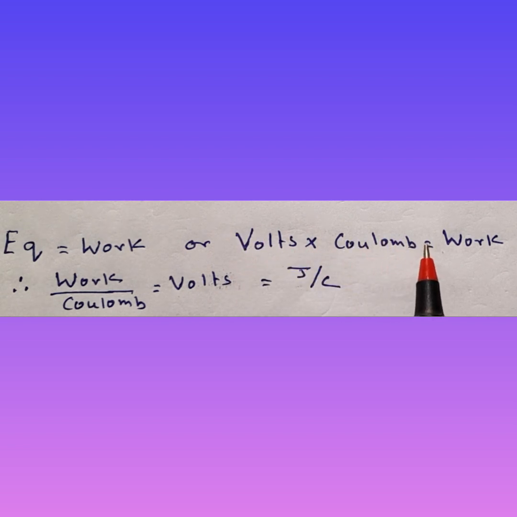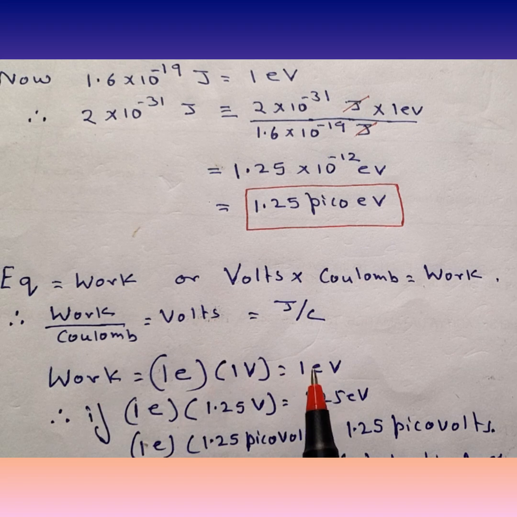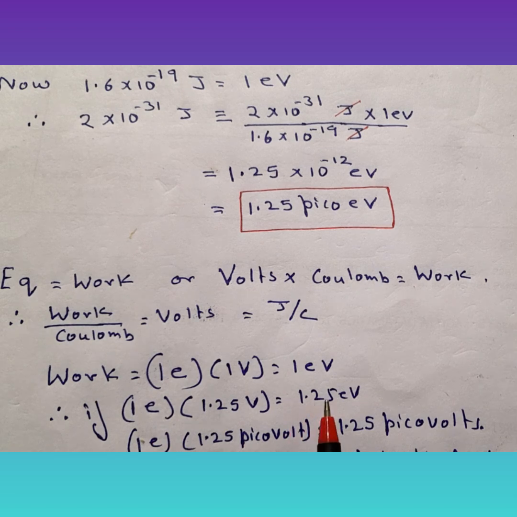That's what work is. So if we actually want to find out how many volts are generated in our cochlear nerve, then we have to divide work by coulomb, that is J by C. Now when we say eV, 1 eV means 1 electron passing via 1 volt. If we say 1.25 eV, then that means 1 electron passing through 1.25 volts. But what we have generated is 1.25 picovolts.